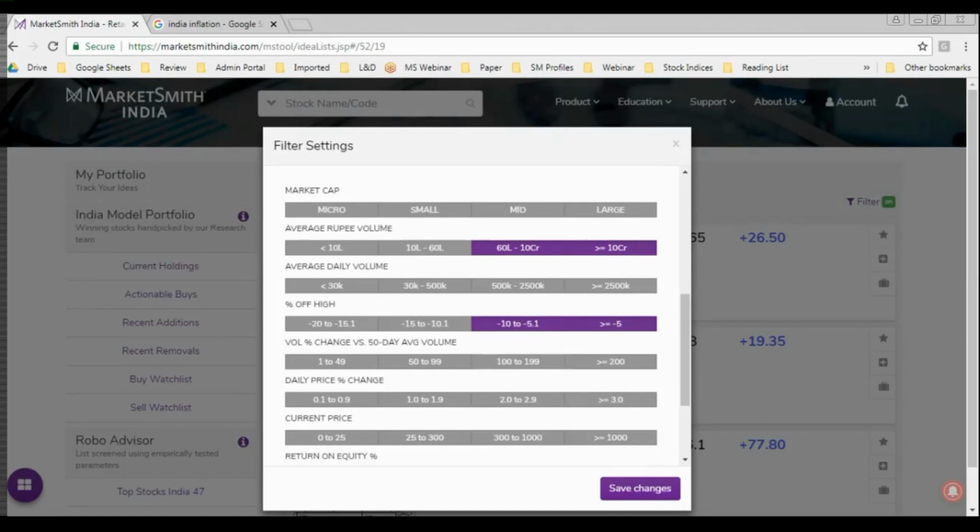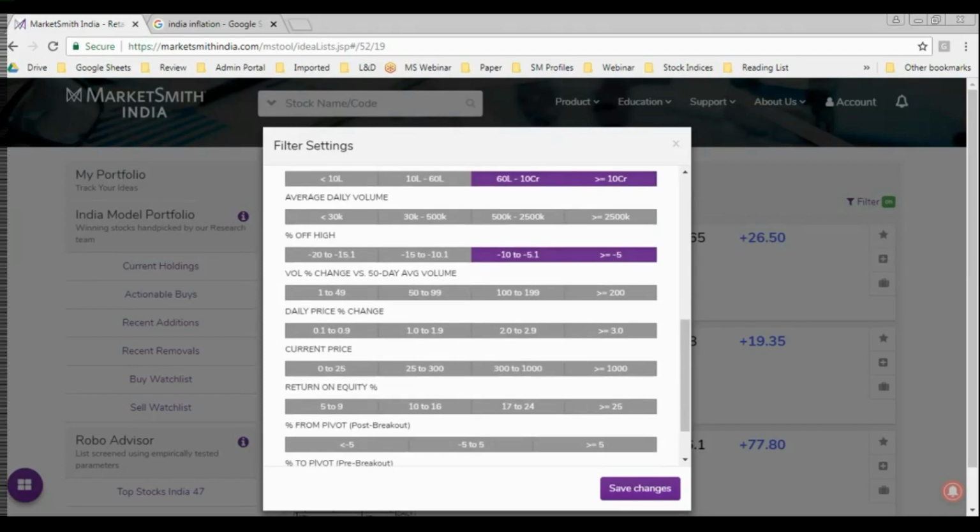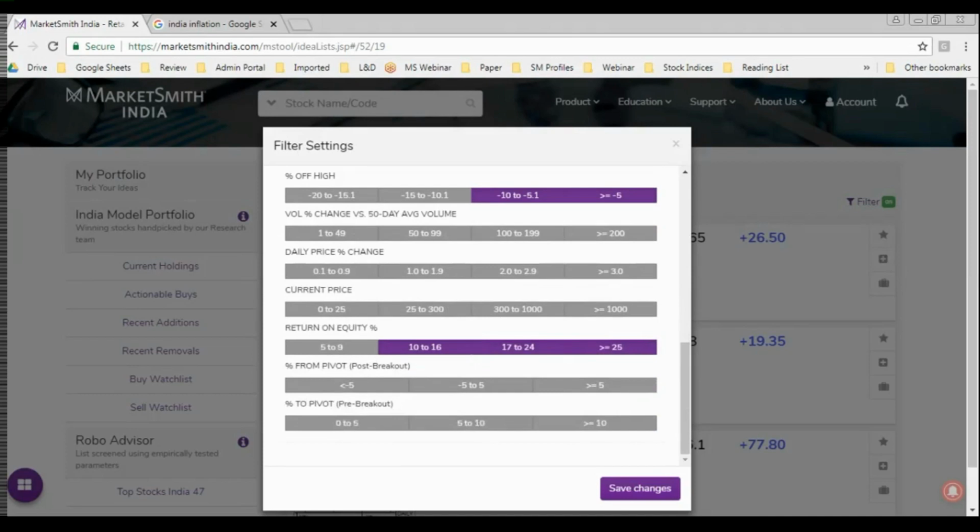Next up, we have off-high. This is something which I discussed, the overhead supply concept. So I don't want stocks to have corrected more than 10%. That's the reason why I have put these two over here. You can also include an additional ROE filter, so that will only give you results of fundamentally strong companies. I'm keeping it at those 3 ratings right now.